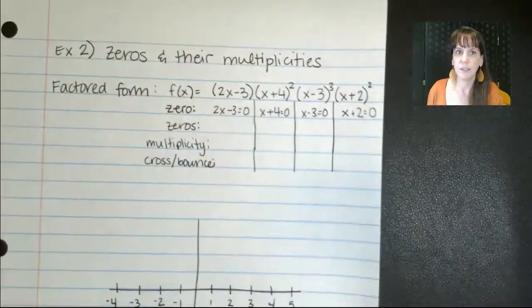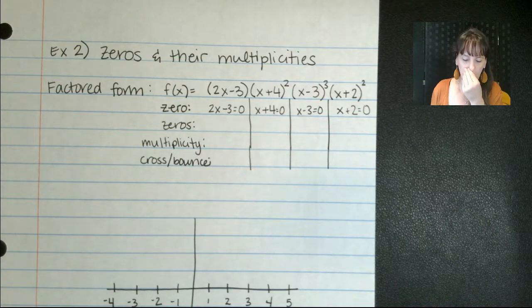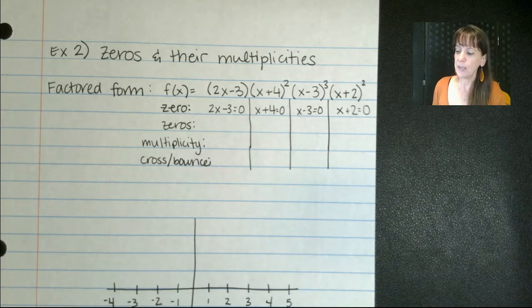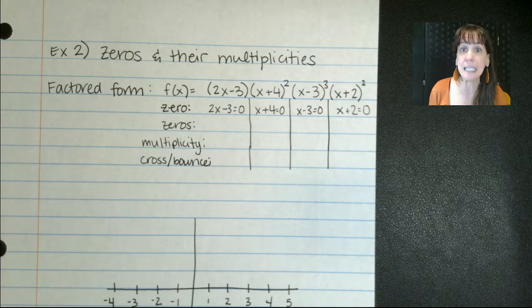So if we have this guy, all right, here is our factored form. Typically, if they're asking you about the multiplicity before you know how to factor it, it's already going to be in the factored form. But you may look at this and we still want to know our end behavior. And to do that, we need to know our leading coefficient.